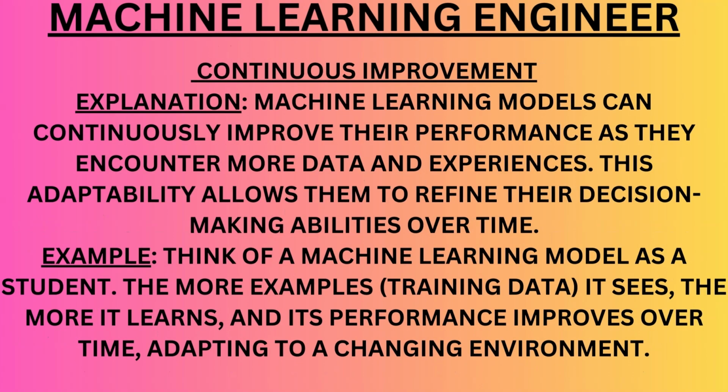Continuous improvement. Explanation. Machine learning models can continuously improve their performance as they encounter more data and experiences. This adaptability allows them to refine their decision-making abilities over time. Example. Think of a machine learning model as a student. The more examples, training data, it sees, the more it learns and its performance improves over time, adapting to a changing environment.